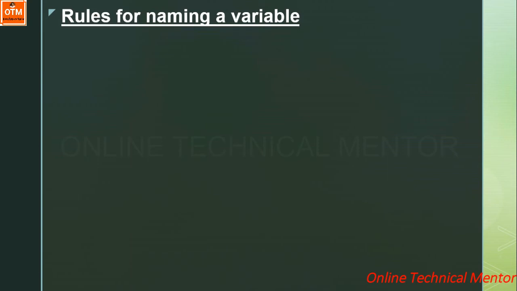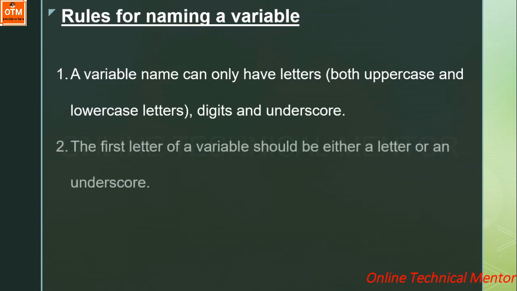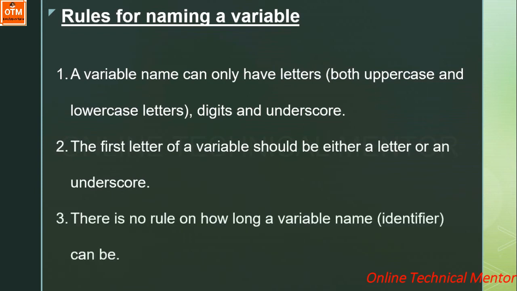Now let me tell you the rules for naming a variable. A variable name can only have letters, both uppercase and lowercase, digits, and underscore. The first letter of a variable should be either a letter or an underscore. There is no rule on how long a variable name, which is called an identifier, can be. Generally, in a C program we can use 31 characters in a variable.